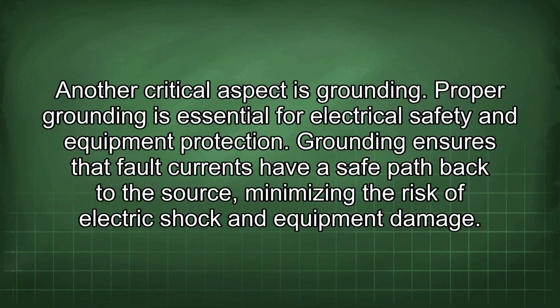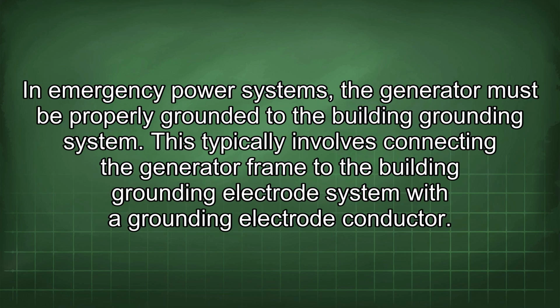Another critical aspect is grounding. Proper grounding is essential for electrical safety and equipment protection. Grounding ensures that fault currents have a safe path back to the source, minimizing the risk of electric shock and equipment damage. In emergency power systems, the generator must be properly grounded to the building grounding system. This typically involves connecting the generator frame to the building grounding electrode system with a grounding electrode conductor.